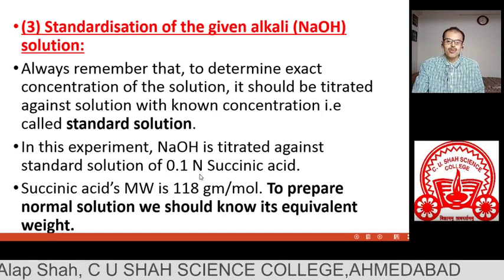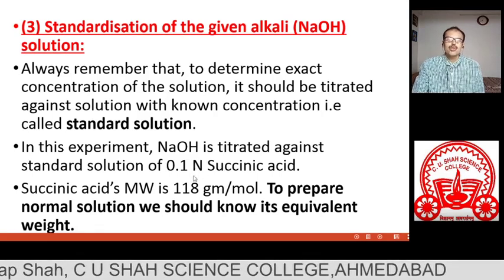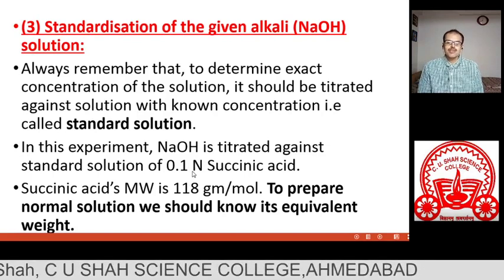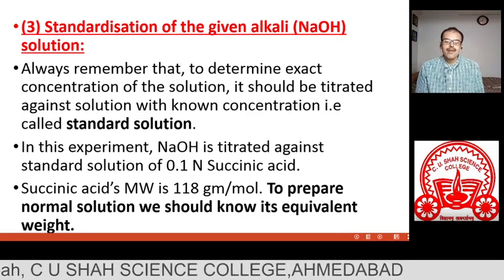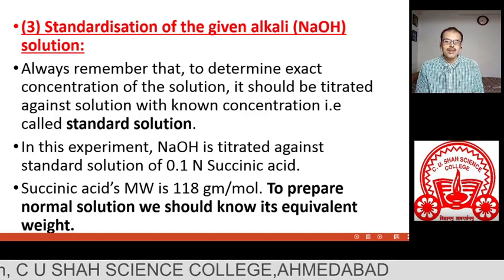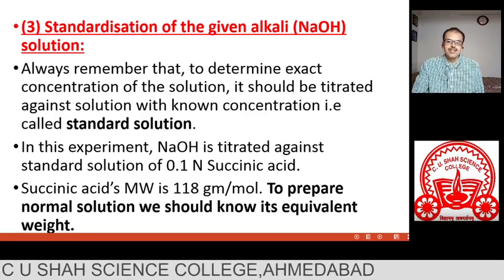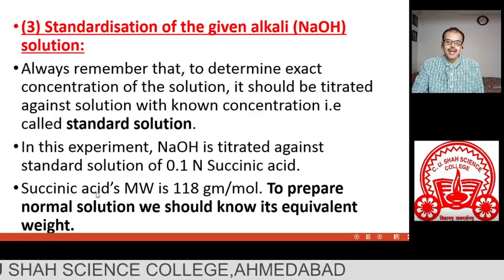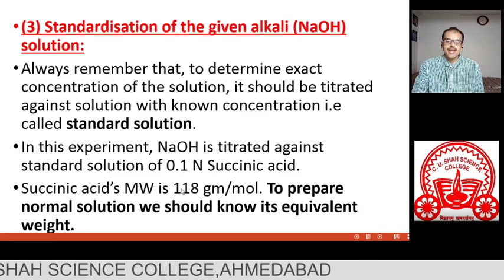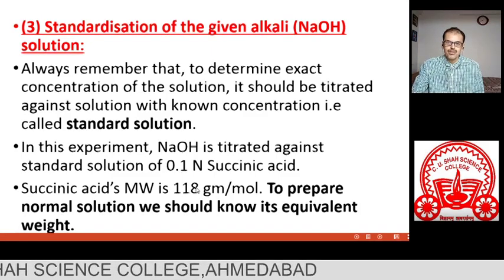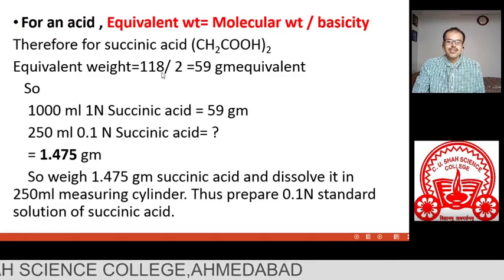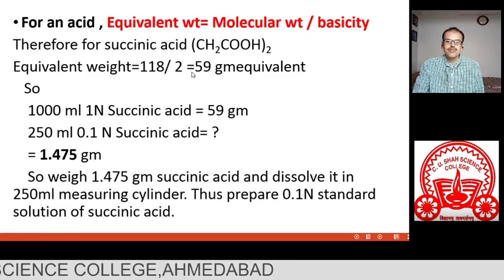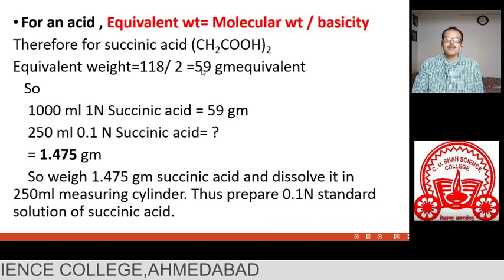You know that to prepare a normal solution, you should know the equivalent weight. So in the case of a carboxylic acid, what is the equivalent weight? Molecular weight upon basicity. Succinic acid is a dibasic acid. There are two COOH groups, and its molecular weight is 118 gram per mole. So 118 gram molecular weight upon 2, as it is a dibasic acid. So its equivalent weight is 59 gram.